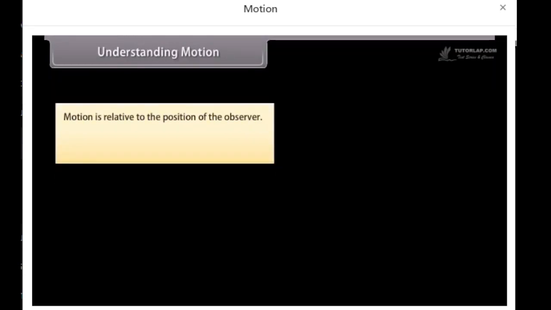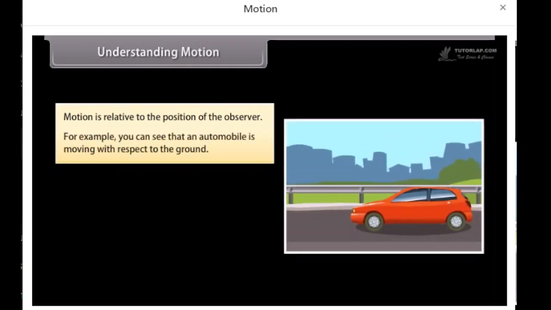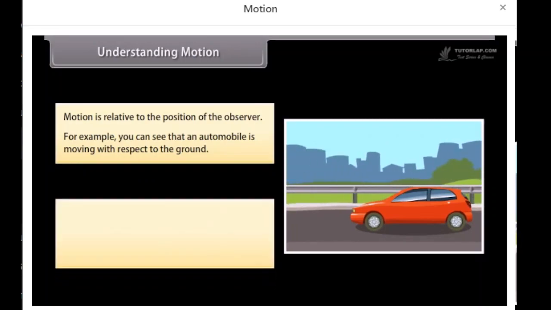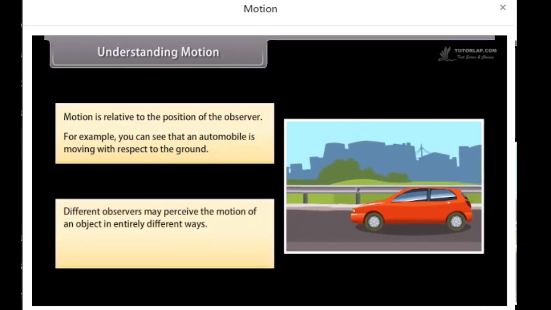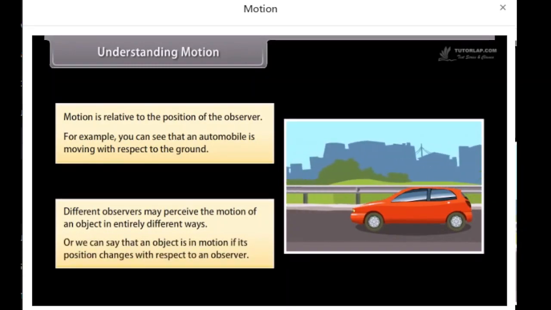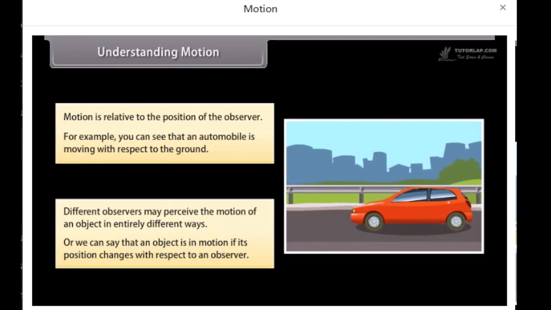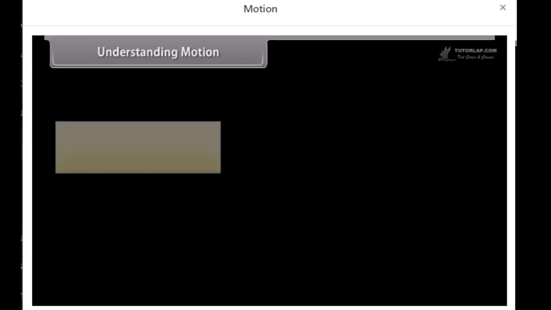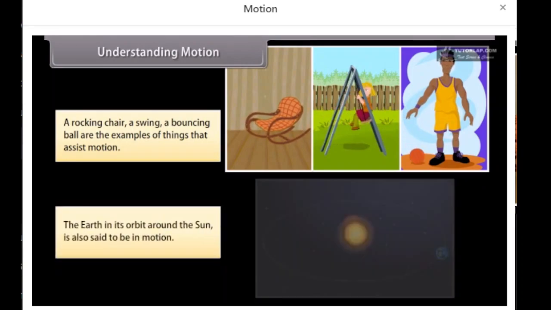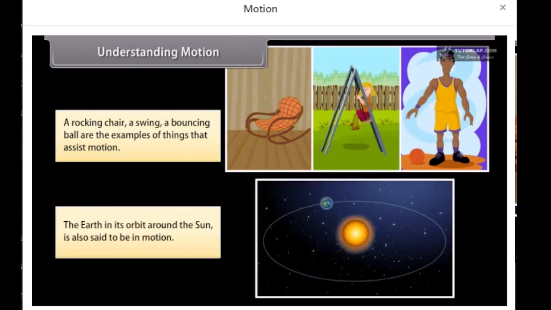Understanding motion. Motion is relative to the position of the observer. For example, you can see that an automobile is moving with respect to the ground. Different observers may perceive the motion of an object in an entirely different way. Or we can say that an object is in motion if its position changes with respect to an observer. A rocking chair, a swing, a bouncing ball are examples of things that exhibit motion. The Earth in its orbit around the Sun is also said to be in motion.